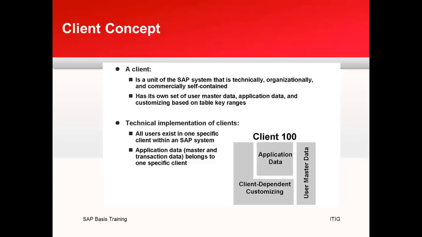Technical implementation of clients: all users exist in one specific client within an SAP system. Application data, that is the master data and the transaction data, belongs to one specific client. Here I am showing you an example of a client, client 100. We can have any number of clients, and the naming convention is basically a 3-character key. It should have its own user master data, own application data and own client-dependent customizing data. So that is basically what the client is.